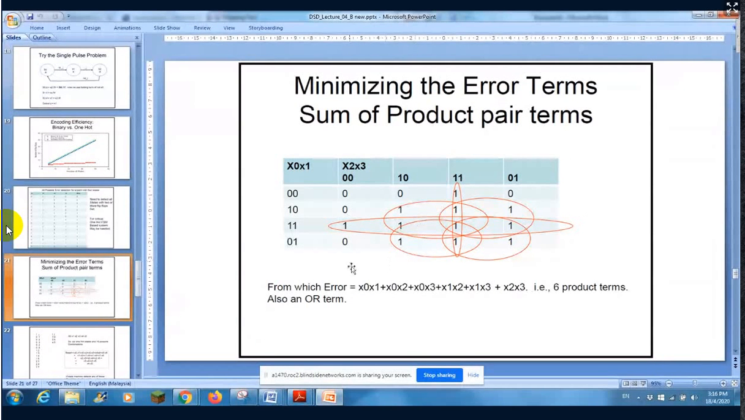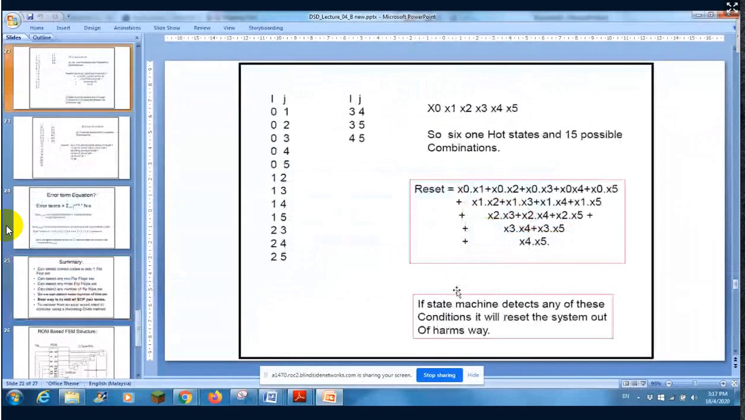Actually, you can see there's a pattern: 0, 1, 0, 2, 0, 3, and then repeat again: 1, 2, 1, 3, and then 2, 3. When you do it for the 5 terms, it's the same. You will see 0, 1, 0, 2, 0, 3, 0, 4, 0, 5, 1, 2, 1, 3, 1, 4, 1, 5, 2, 3, 2, 4, 2, 5, 3, 4, 3, 5, and 4, 5. You can see there's a pattern for your error reset.